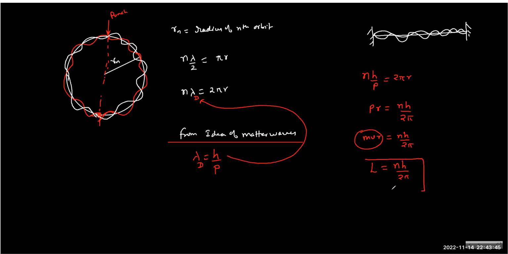So that's why this is a quantization rule of angular momentum of orbiting electrons. Understood? So this is the postulate of Bohr's second. I mean, this is Bohr's second postulate, and this is the informal proof, I would say.